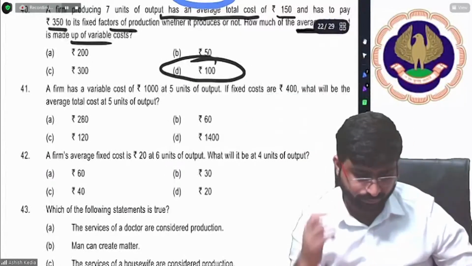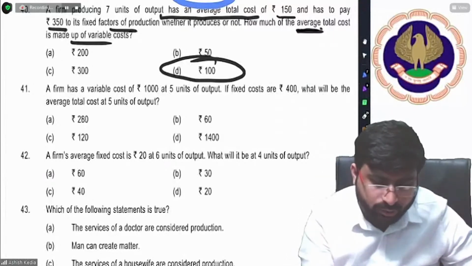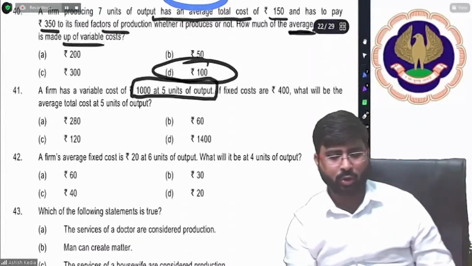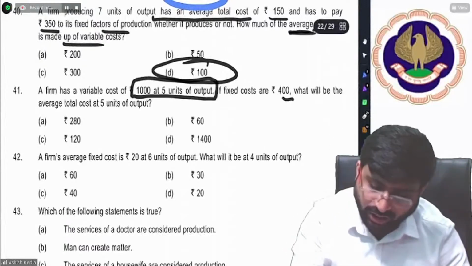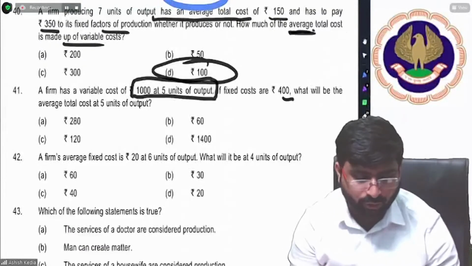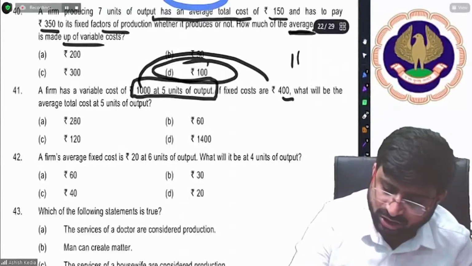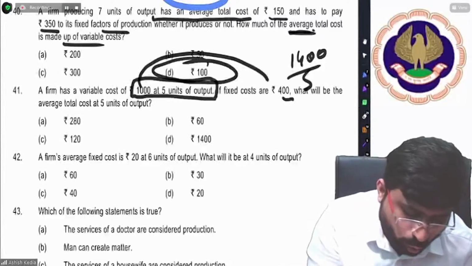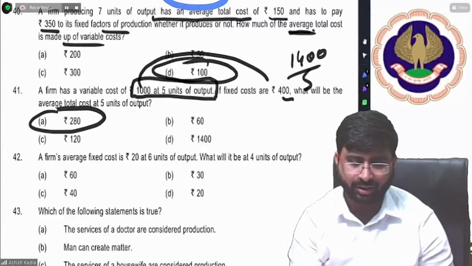having understood this, let's talk about further discussion. See, a firm has a variable cost of rupees 1000 at 5 units of output. If fixed costs are 400, what will be the average total cost at 5 units? Simple. Total cost is 1400 and 5 units. So 1400 divided by 5 gives us 280 rupees. So it's very simple that way. Nothing much to be discussed here.